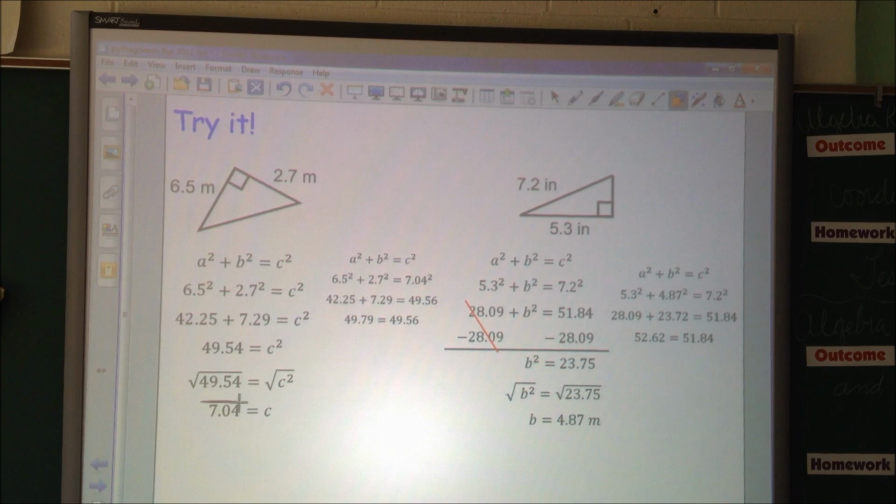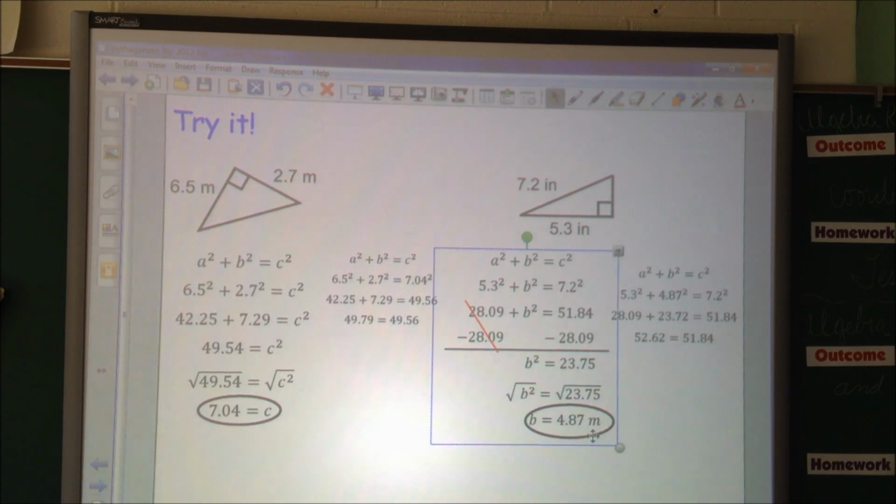So here was C on this side. Let me move it up some for you. And here is B for this side, a little bit bigger. So double check those answers and I will see you tomorrow in class.